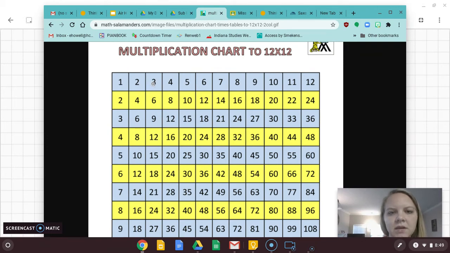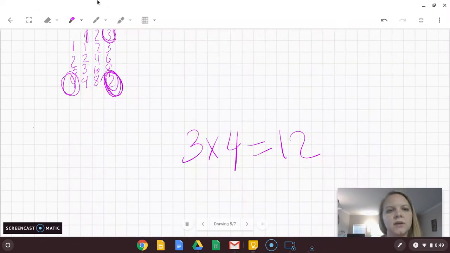3 is my number here. 4 is over here. I'm going to show you how I redrew that. So I went over 3, down 4. It really looks a little sloppy. I apologize for that. And I got 12. So 3 times 4 equals 12.